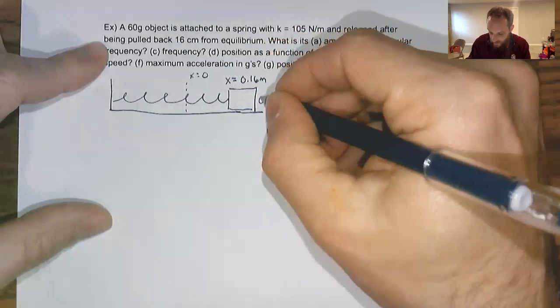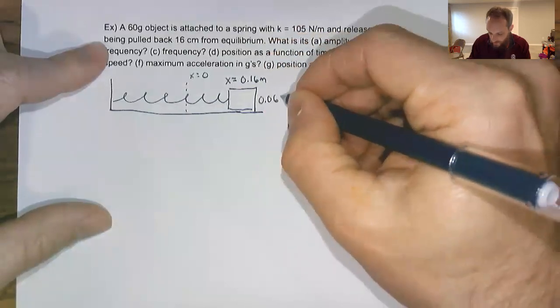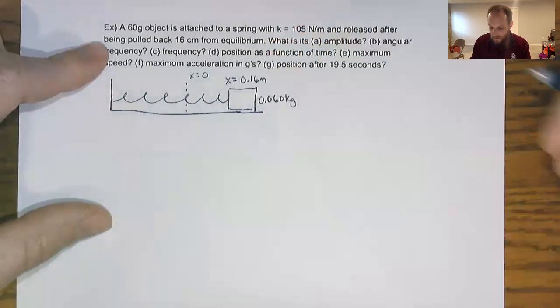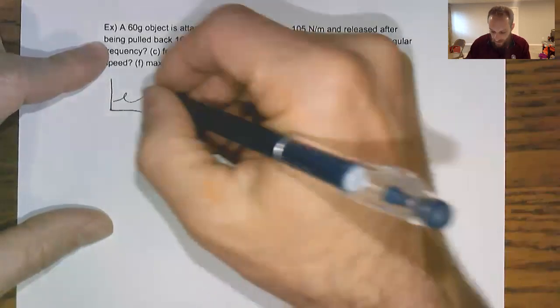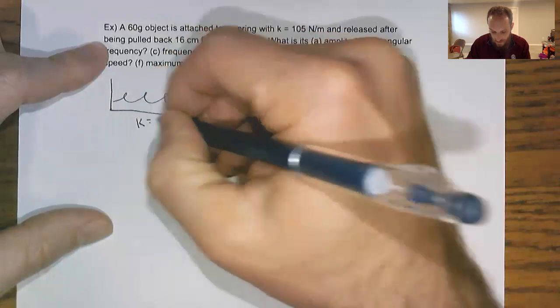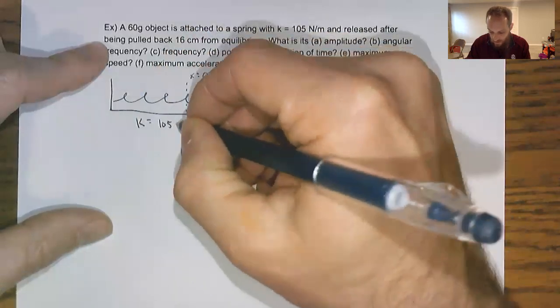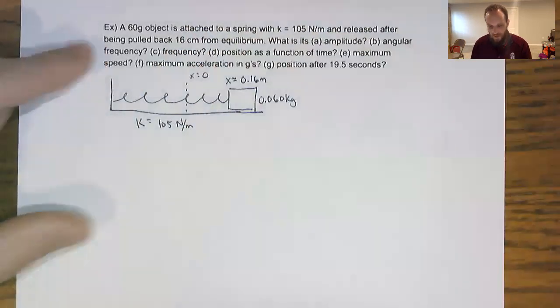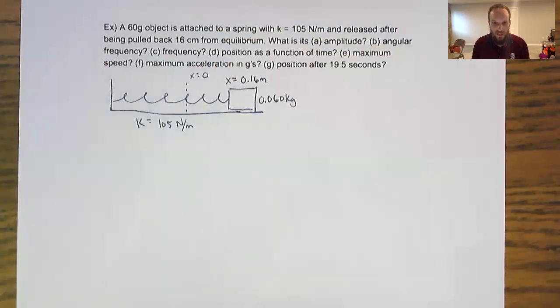My mass, again, careful with units. I'm going to divide 60 by 1,000, so we get the kilograms for my mass. And then my spring constant is already in base units, 105 newtons per meter. So now everything can be plugged into equations just like it is. So this is what this thing looks like when I first release it. Now I'm going to answer all the questions regarding this.